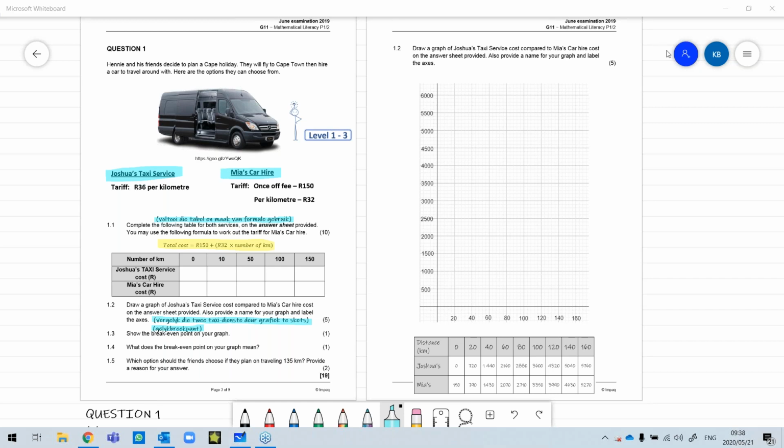Then you will see that for Joshua's taxi service, it is a tariff of 36 Rand per kilometer. For Mia's car hire, the tariff is a once-off fee of 150 Rand and then an additional 32 Rand per kilometer.